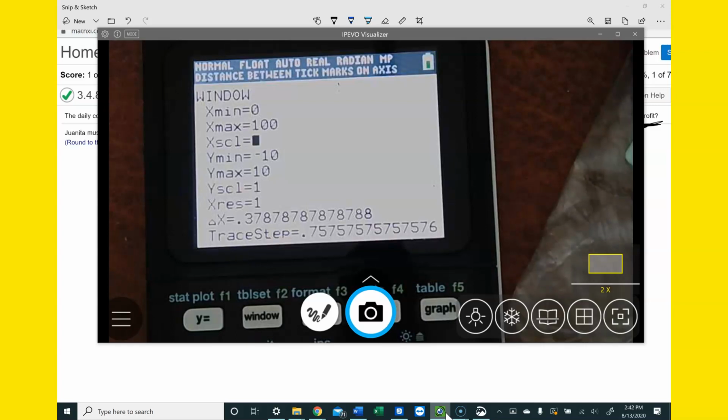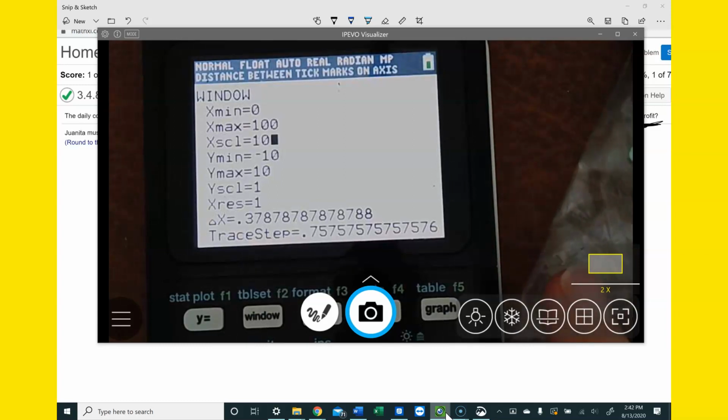But I'm going to try 100 and see if that gets what I want to see in the window. My X scale does not matter. The X scale is just what the dashes on the graph count by. You don't even have to mess with that. If you want to mess with it, you can. I'm going to put it at 10. If I left it at 1, that means it'd be 100 dashes. But again, that really doesn't matter.